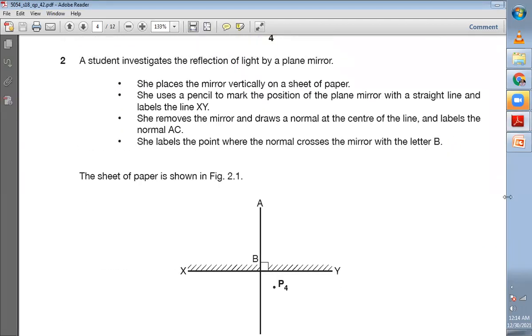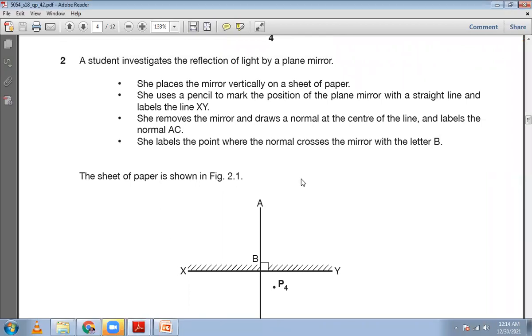Okay, so let's move to the next question. The next question coming up on your screen is: a student investigates the reflection of light by a plane mirror. She places the mirror vertically on a sheet of paper. She uses a pencil to mark the position of the plane mirror with a straight line and labels the line XY. She removes the mirror and draws a normal at the center of the line and labels the normal AC. She labels the point where the normal crosses the mirror with the letter B.